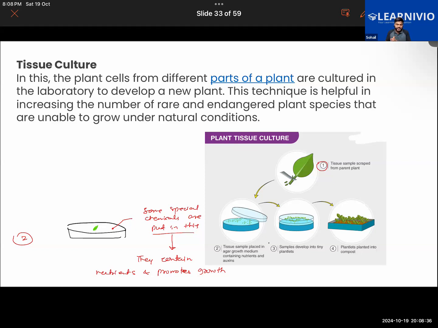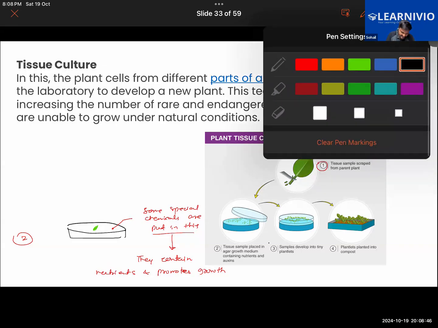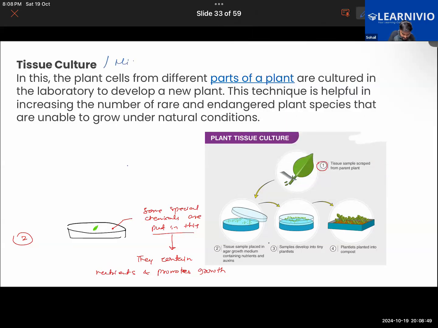So here we have been able to grow an entire plant from just a small piece of tissue from the plant in a laboratory. Okay, now that is one thing. Sometimes this tissue culture is also called micropropagation. Micro here refers to something that is really very small in size. So thereby it is also called micropropagation. A complete new plant is being produced from just a tiny fraction of the plant part.